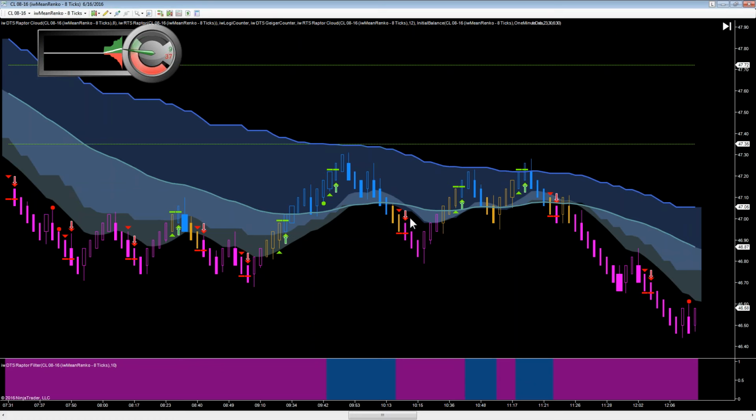This was trying to be a cloud crossover. It actually turned into a double pullback, a very big double pullback. Hit the far edge of the cloud, came out, produced a signal.